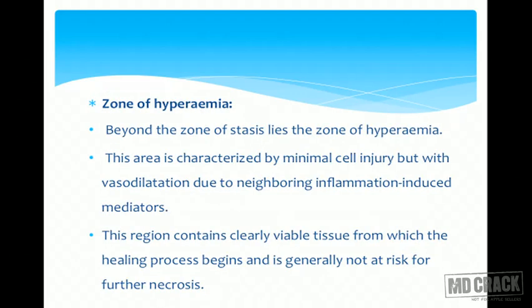Next we have the zone of hyperemia. Beyond the zone of stasis lies the zone of hyperemia. This area is characterized by minimal cell injury but with vasodilatation due to neighboring inflammation-induced mediators. This region contains clearly viable tissue from which the healing process begins and is generally not at risk for further necrosis.